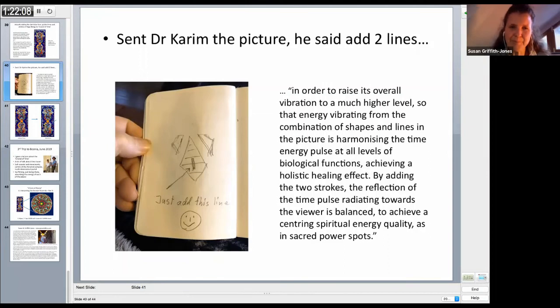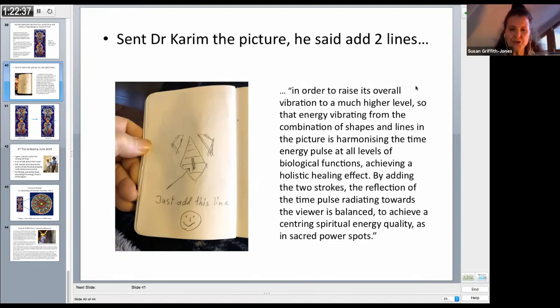So now I send the picture to Dr. Karim, and he says, add 2 lines. And he sends me this lovely little picture here, just add this line. And the words that he wrote along with the message, in order to raise its overall vibration to a much higher level so that energy vibrating from the combination of shapes and lines in the picture is harmonizing the time energy pulse at all levels of biological functions, achieving a holistic healing effect.